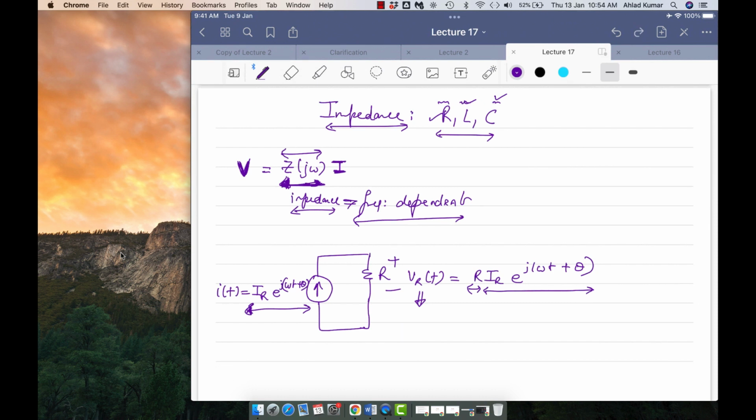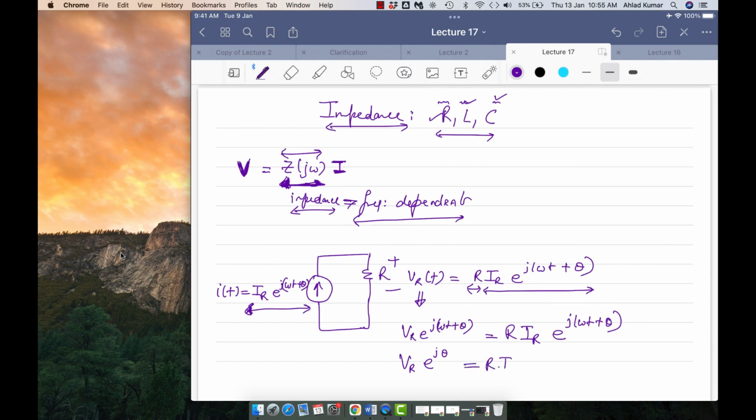Let me do it like this. It's V_R e^{j(ωt+θ)}, because we can represent V_R(t) also as such on the left side. This is equal to R I_R e^{j(ωt+θ)}. So now your e^{jωt} cancels out. From both sides you can cancel out e^{jωt}. Theta also can be cancelled out, but we are not cancelling it. We are retaining the theta, but we are cancelling the exponential e^{jωt}.